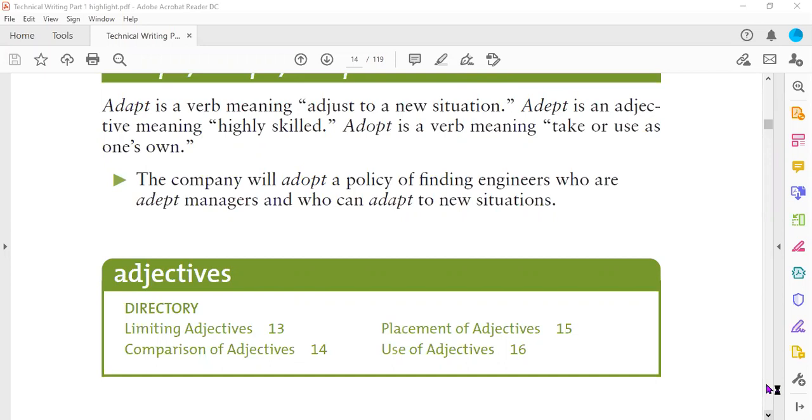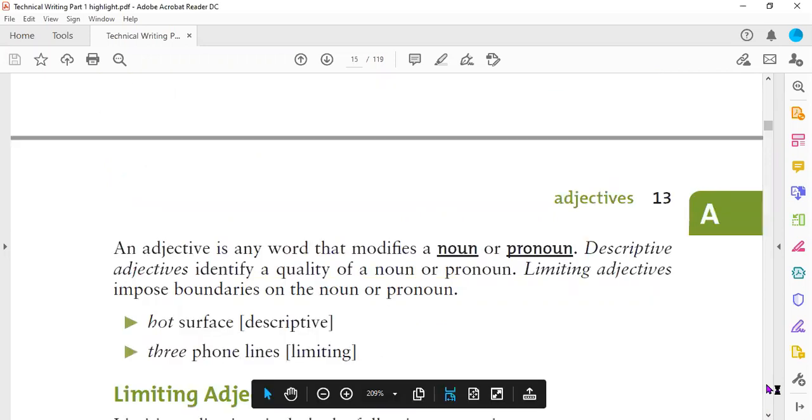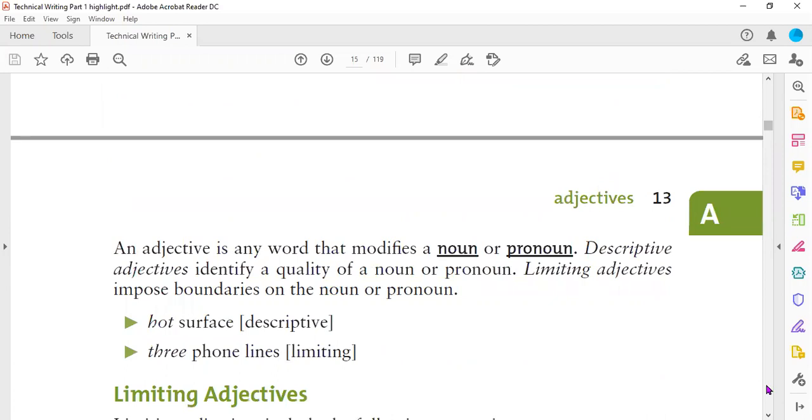An adjective is any word that modifies a noun or a pronoun. Descriptive adjectives identify the quality of a noun or a pronoun. And limiting adjectives impose boundaries on the noun or a pronoun. So here, they are talking about the two main adjectives, the descriptive and the limiting adjectives. From the word descriptive, you know that this adjective describes a noun or a pronoun. Limiting adjectives is taken from the word limit. So to put boundaries, to limit the adjectives, and we will see how the limiting is different from the descriptive.